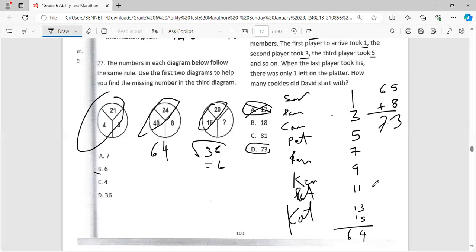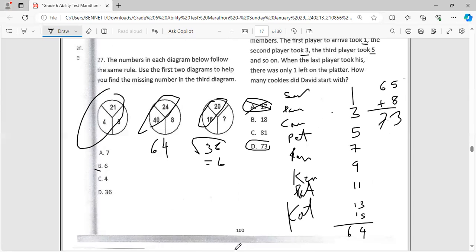Hope it's clear now, guys. Then there was 1 left. Yeah, 1 was left on the plate. So that's why we add the 1 and then we add the 8. I think that's 73.